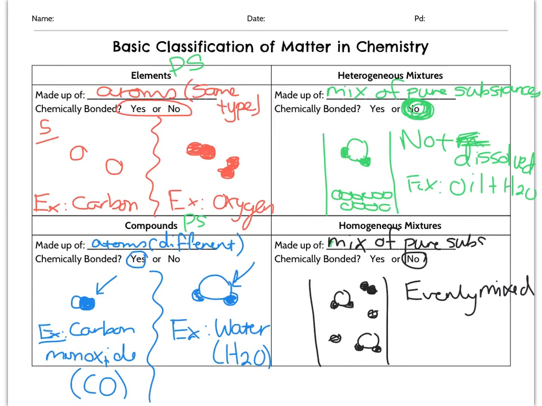Okay, you can still separate any sort of mixture. They're still separable. It just may be a little bit more difficult. You may have to do a less obvious process. A great example would be salt water.